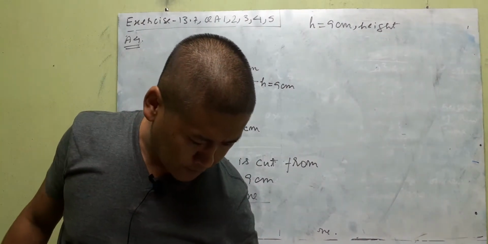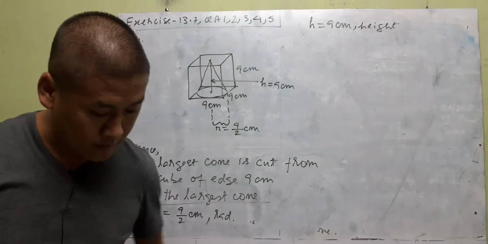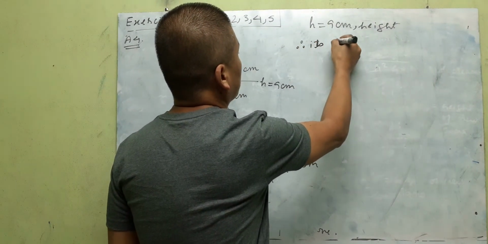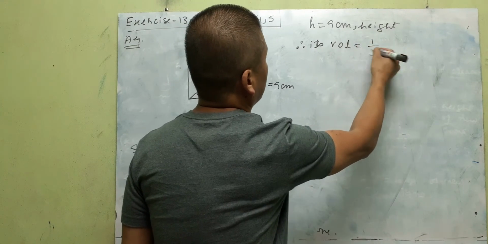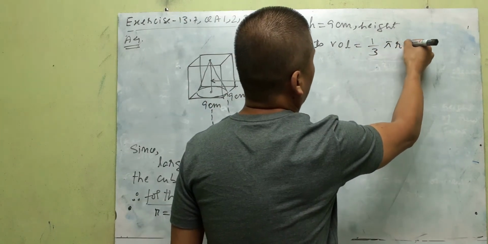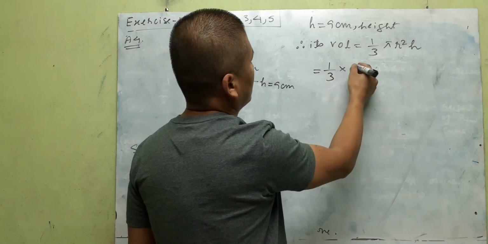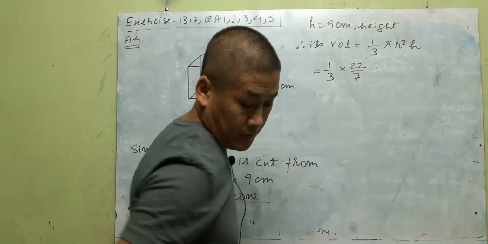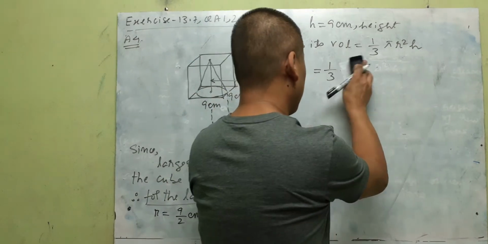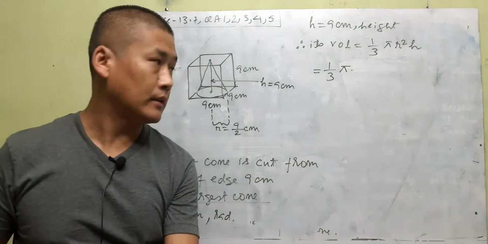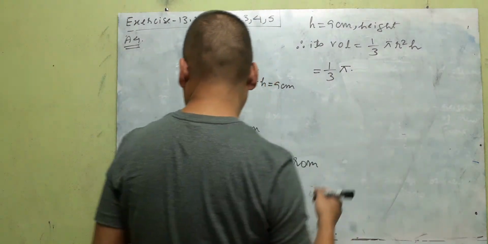The volume is again in the form of pi, so let us be careful with that. Therefore, its volume will be 1 by 3 pi r square h. So 1 by 3 into 22 by 7. Oh, sorry, pi. The answer is given in terms of pi, so let us not change that, because in the answer pi is there. Okay. r is here 9 by 2.